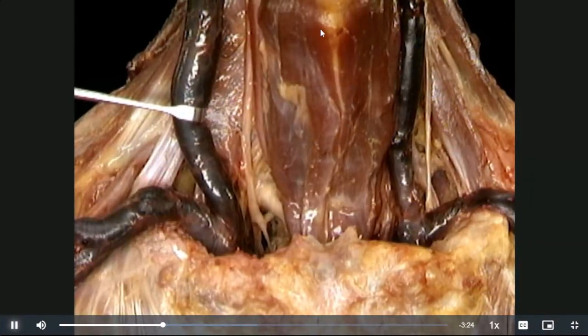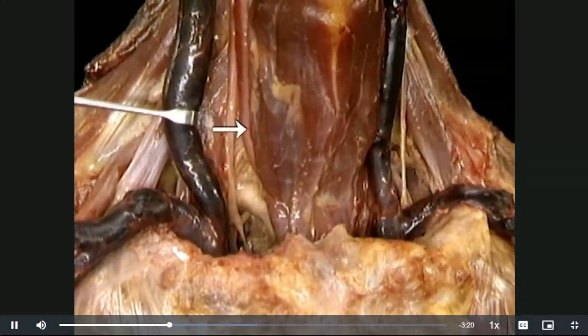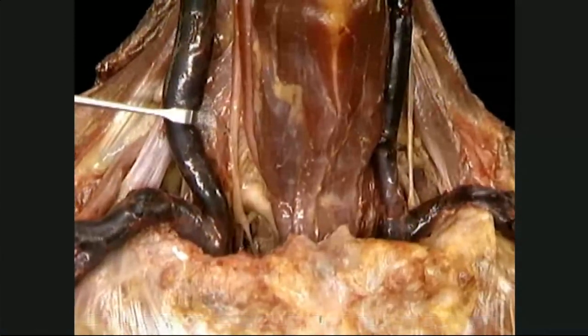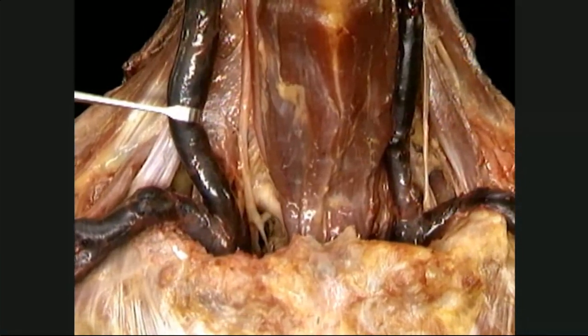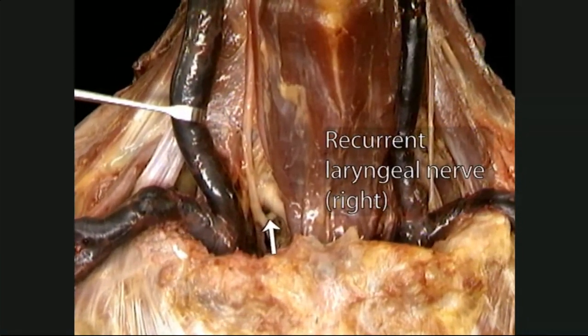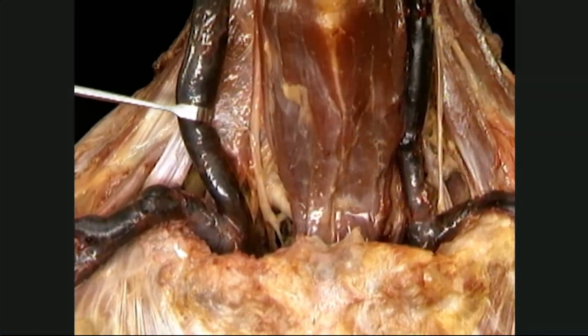It lies behind and between the internal jugular vein and the common carotid artery. It passes in front of the subclavian artery. On the right side only, the vagus gives off this branch, the recurrent laryngeal, which curls around the artery and passes upwards to the larynx.